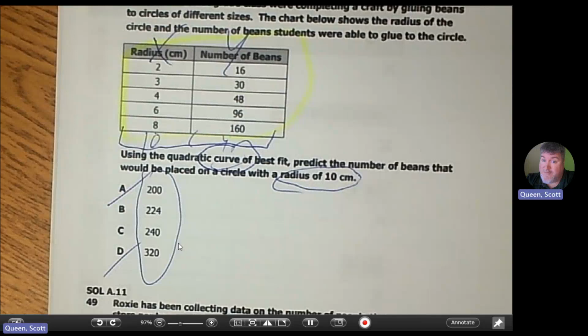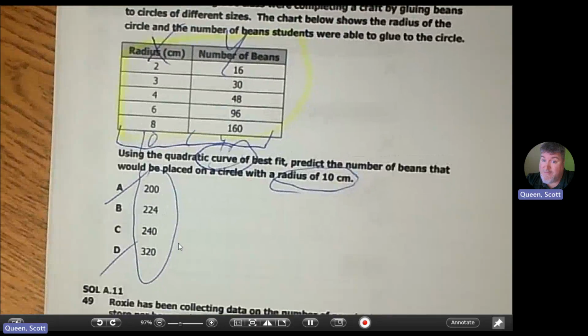Look at it carefully. Let's get a consensus here. We are down to B and C. Which one best fits the curve? Everybody that says C, raise your hand. I see 4 or 5. How many people think it's B? I'm going to tell you it's very, very close. But the best answer is C.